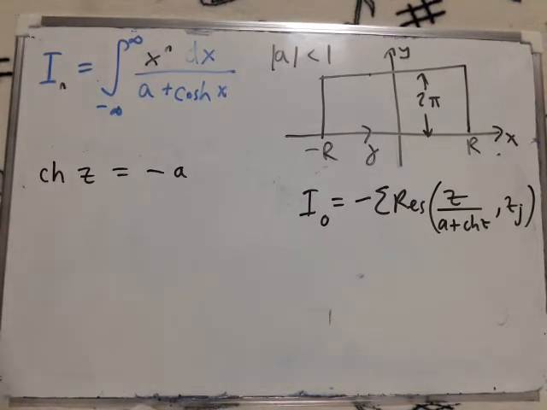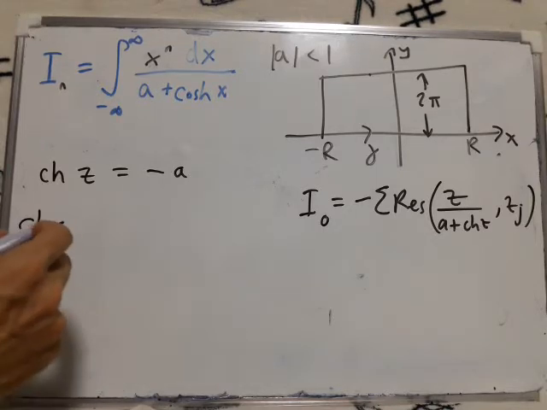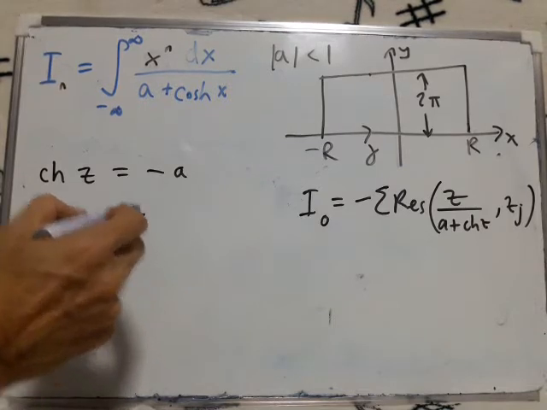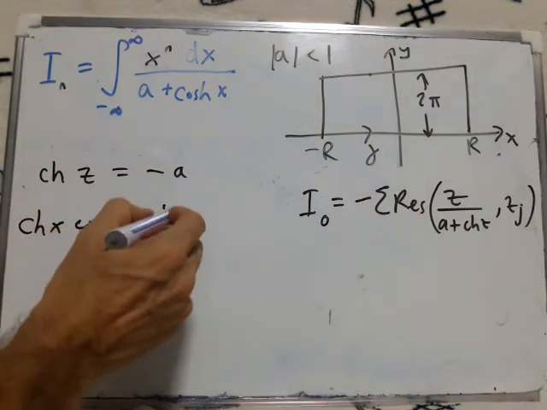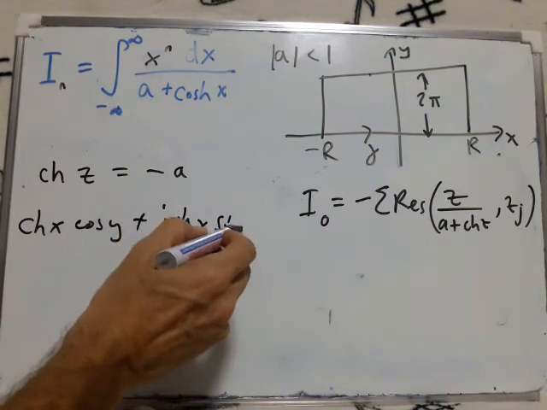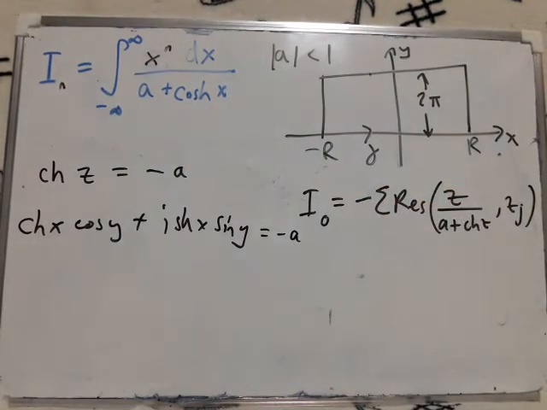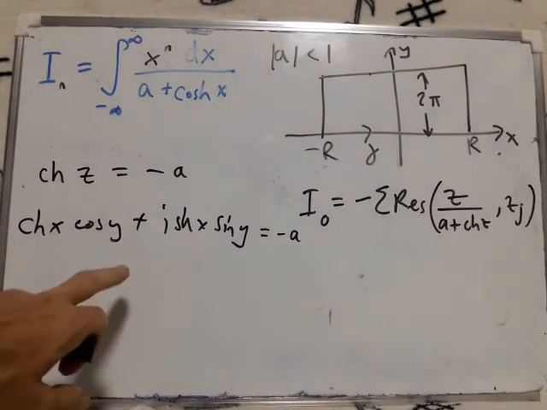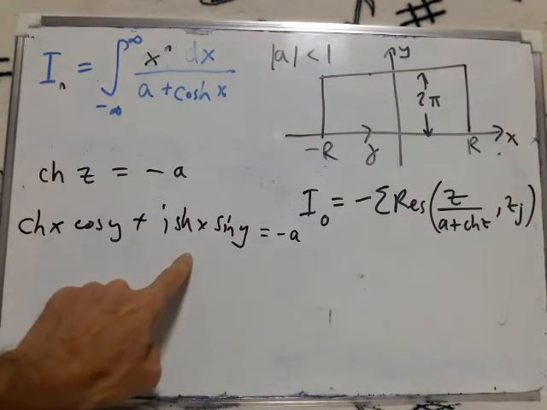So remember our technique for doing this. We write this out using a formula. So cosh of z is cosh of x cos y plus i sinh x sin y. And that's equal to minus a. So a is real, and that means that this thing here has to be 0.